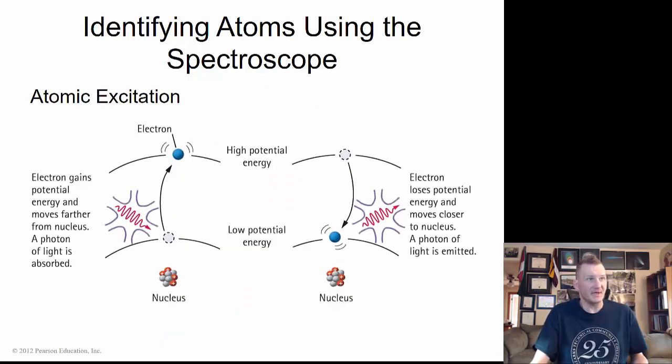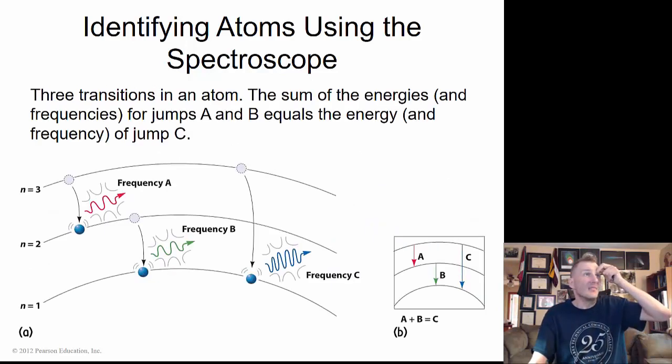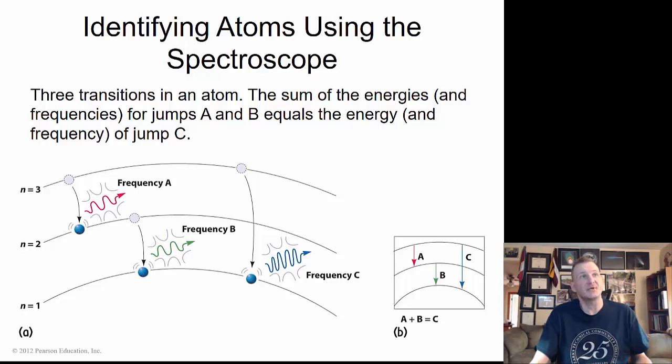And so when we heat up these elements, we excite the electrons. The electron can gain some potential energy and move further away from the nucleus, and a photon of light is absorbed. If that same electron were to go down closer to the nucleus, then it loses potential energy and a photon of light is emitted. There are 3 transitions possible in an atom, and the sum of the energies and frequencies for jumping from A to B is the same as to jump from A to C.